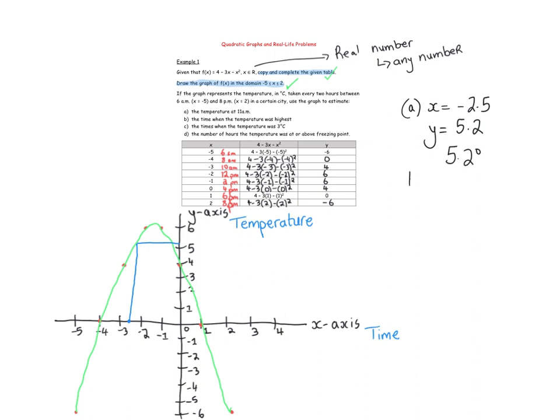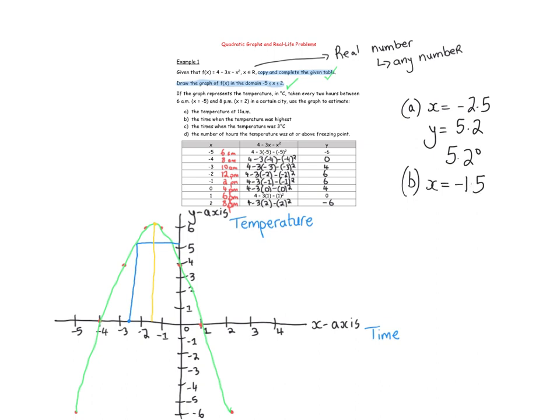The next thing then we have for B is we want to figure out the time when the temperature was at its highest. So that's its peak. I might do this one in yellow. That's going to be when it's at the top. So all we have to do for that is bring a line right the way down. So we get for that an answer of x is equal to minus 1.5.